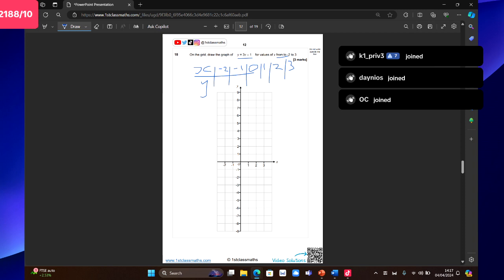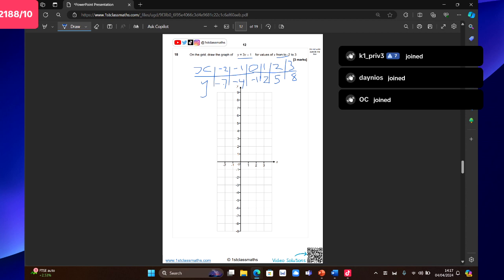When x is 0, 3 times 0 is going to be 0, minus 1 is going to be minus 1. When x is 1, 3 times 1 is going to be 3, subtract 1 is going to be 2. Next one's going to be 5, then 8. Then it'll be minus 4, and then minus 7, because it's going up each time in threes. So plot my points.